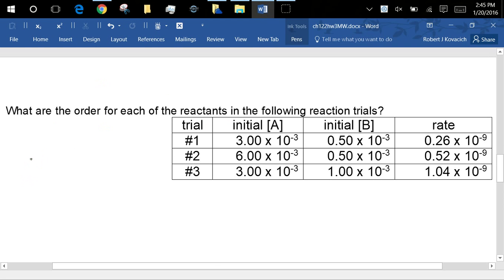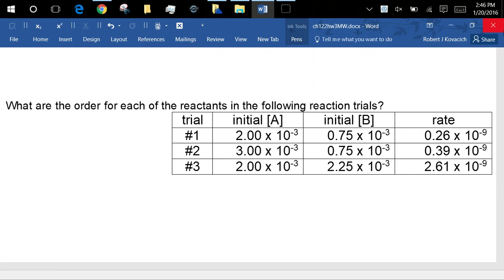Okay. What are the orders for each of these reactants? All right. So if I look at here to here, A goes up by 2, B goes up by nothing, and the rate goes up by 2. So what order is it with respect to A? First order. All right. And then the other way, if I go from 1 to 3, I got 0 here. Here it goes up by 2. And what happens here? It goes up by 4. So 4 to what goes right there? 2. So it's second order with respect to B and first order with respect to A.